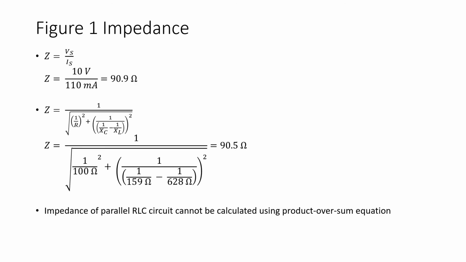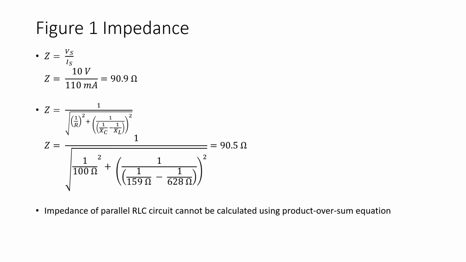Now we can calculate the impedance of the circuit of Figure 1 using Ohm's law, where Z equals V source divided by I source. So the impedance of the circuit of Figure 1 is 90.9 ohms.